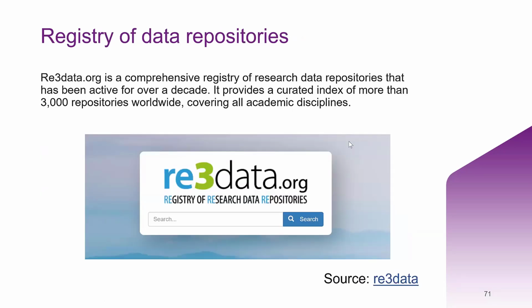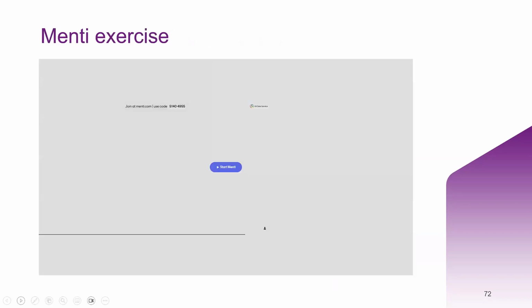If you are unsure where to share your data, of course, you can always get in touch with us. We're here to help as much as we can. But you can also check r3data.org. It's a comprehensive registry of research data repositories that has been active for over a decade now. And it provides a curated index of more than 3,000 repositories worldwide, covering all academic disciplines.